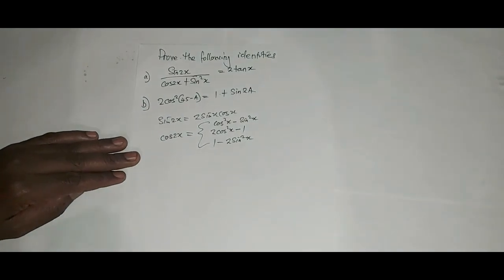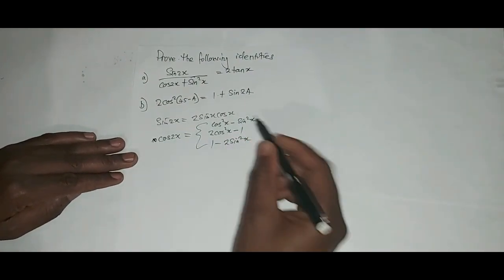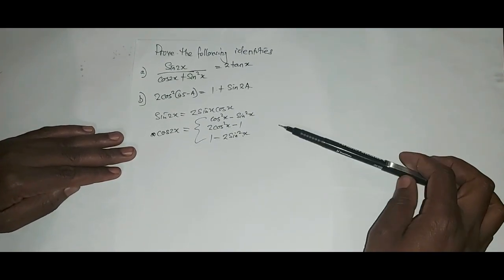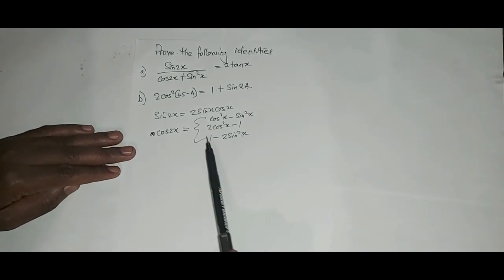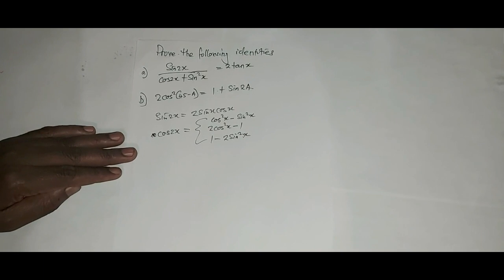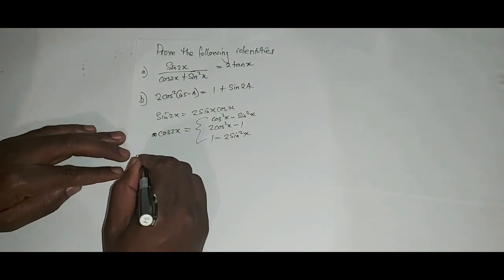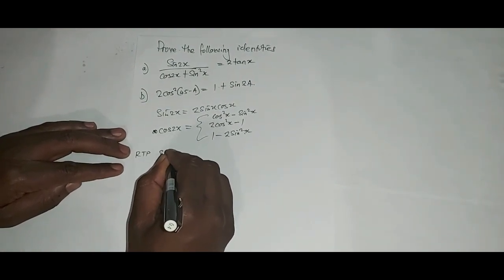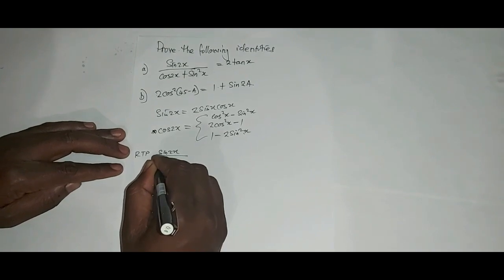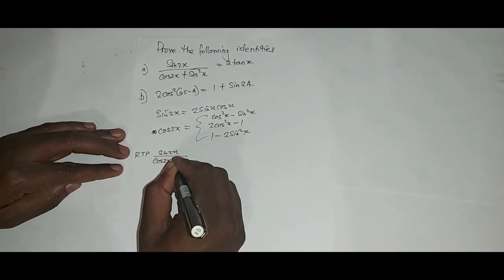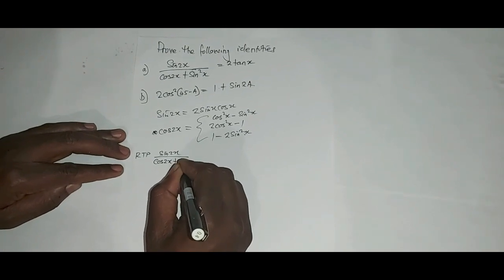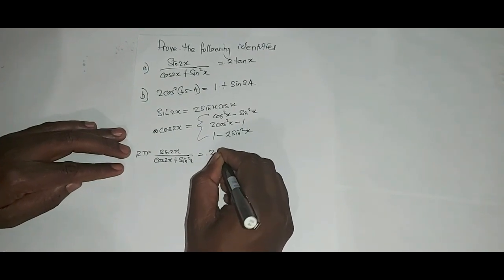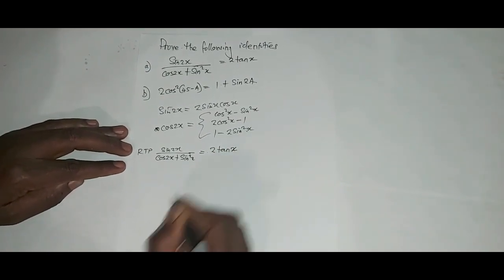So as you can see, cos 2x has three options, 1, 2, 3. Sin 2x only has 1. So the choice you use for cos 2x depends on the situation that you are having. Here we are required to prove that sin 2x over cos 2x plus sin squared x is equal to 2 tan of x.